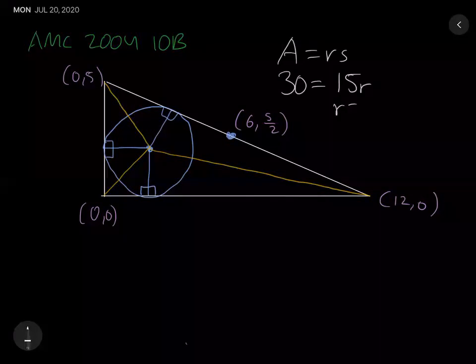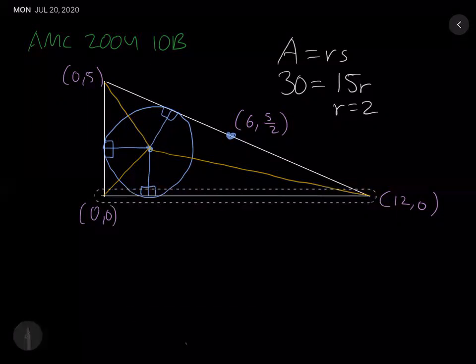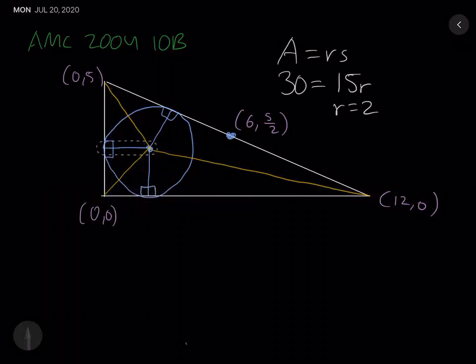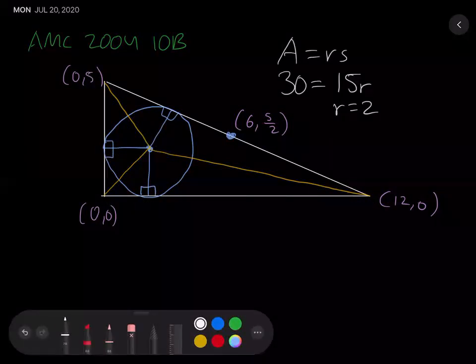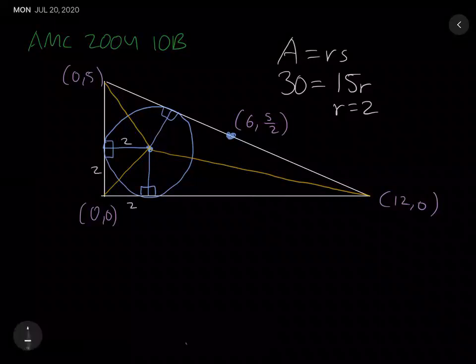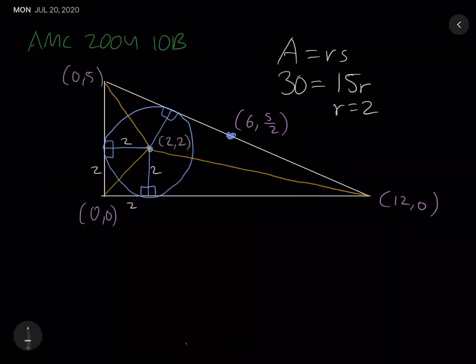Now what? Let's go back to the diagram. The incircle is tangent to the side of the triangle, and it forms a perpendicular. So if this line is horizontal, then this line is vertical. If this line is vertical, this line is horizontal. If the radius is 2, then this is also 2. This is also 2. This is also 2. Therefore, this point, the incenter, is at point 2, 2.